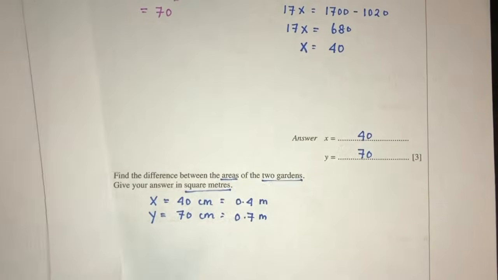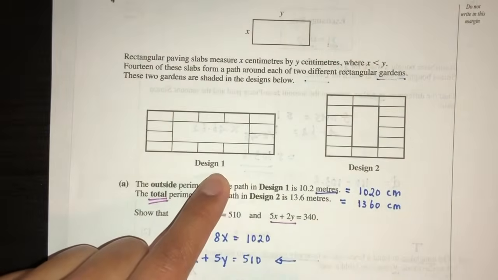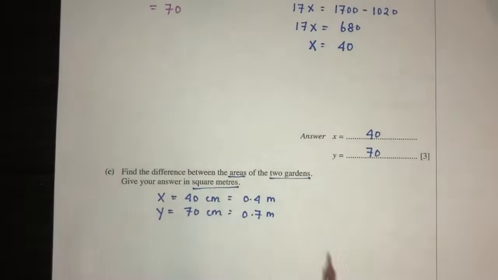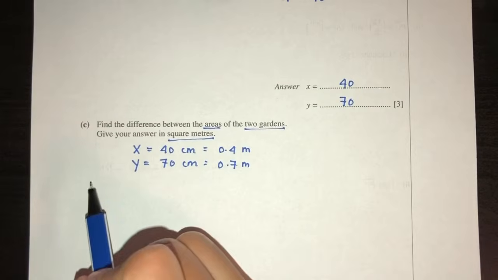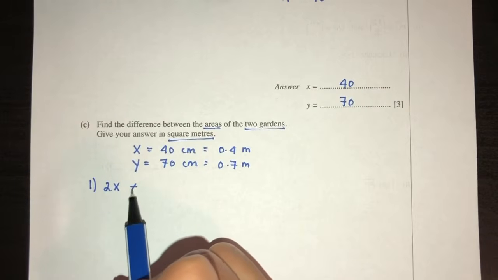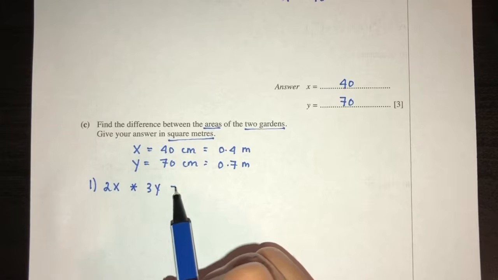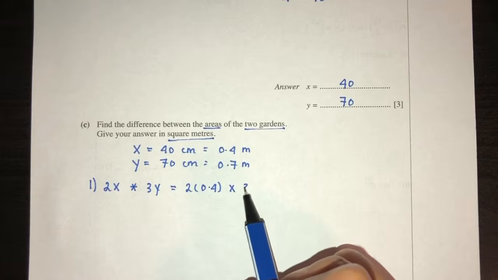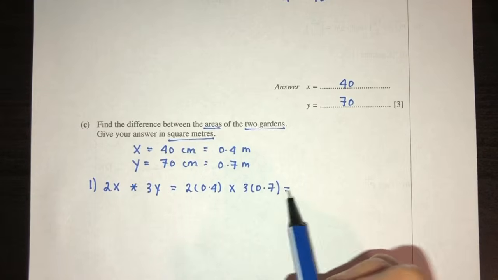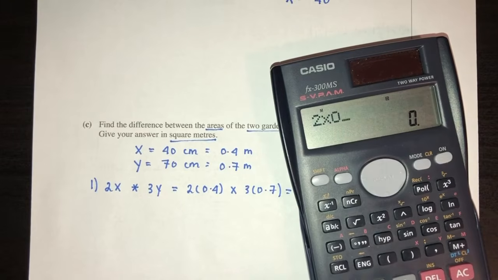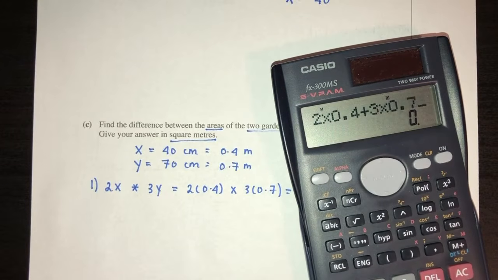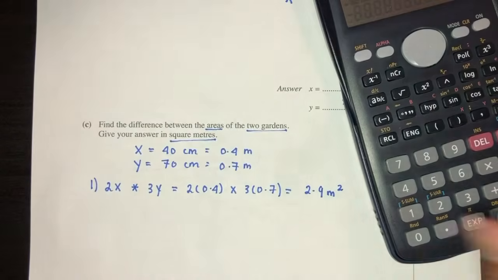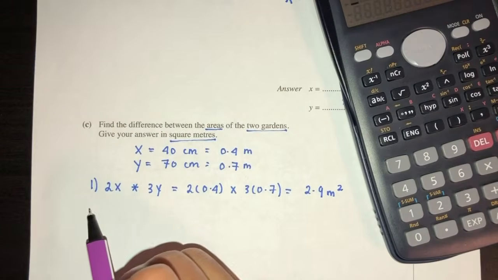Now let's find the area of first one, design 1. What is this area? This will be 2x by 3y. So for design 1, 2x times 3y. So 2 times x will be 0.4 times 3 times y. That is for the area. That will be 2.9 meters square.